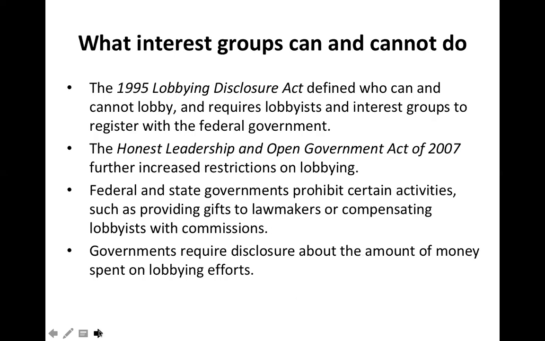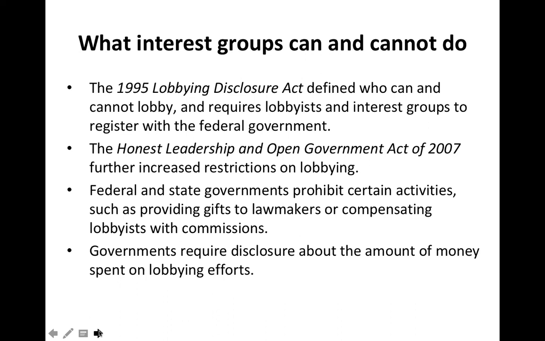So what can they do and what can't they do? We want to make sure this is all ethical, right? Ethical government's important. The 1995 Lobbying Disclosure Act defined who can and cannot lobby and requires lobbyists and interest groups to register with the federal government. If you're a professional lobbyist, we need to know who you are. The Honest Leadership and Open Government Act of 2007 further gave restrictions on lobbying. I can't say, hey, I want this bill passed, so I'm going to take you all on a Mediterranean cruise in Italy and pay for all your steak dinners, right? We can't do that. We can't give gifts.